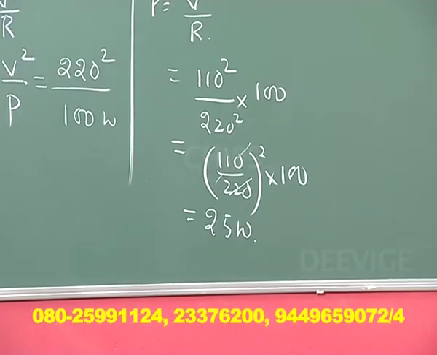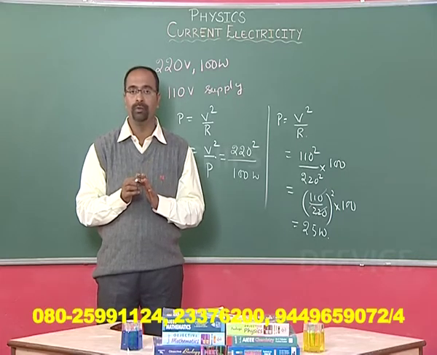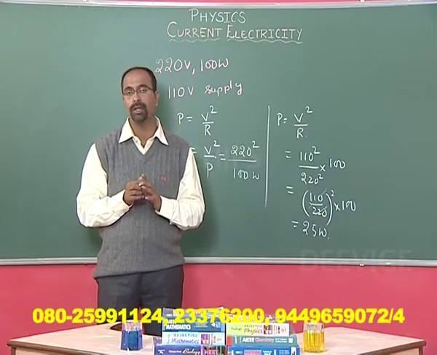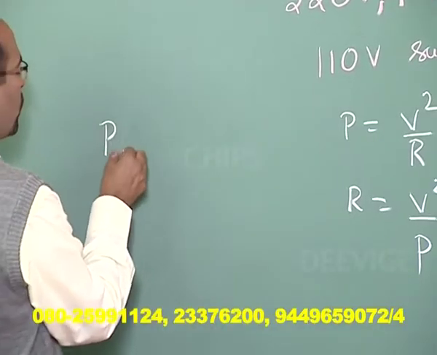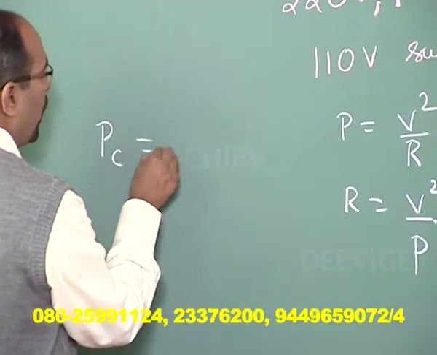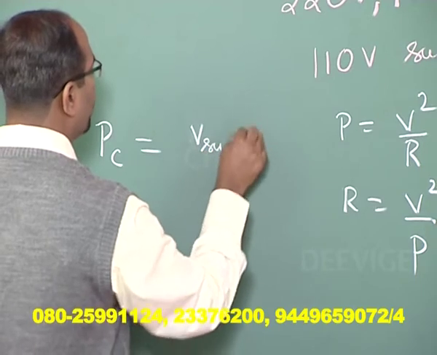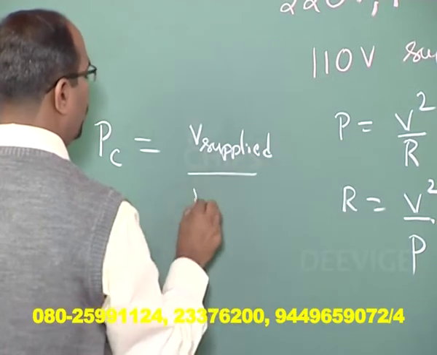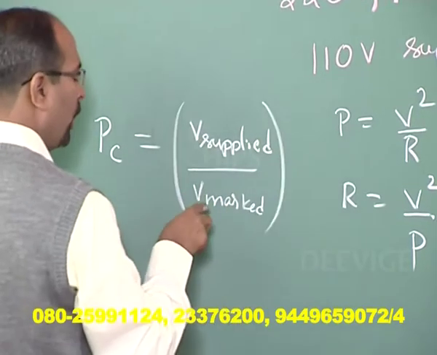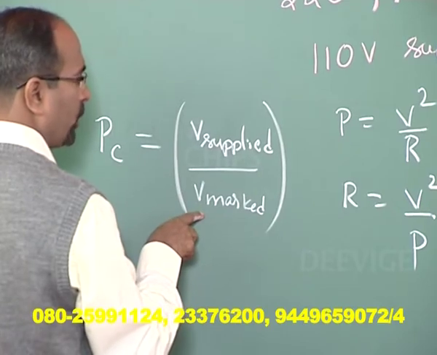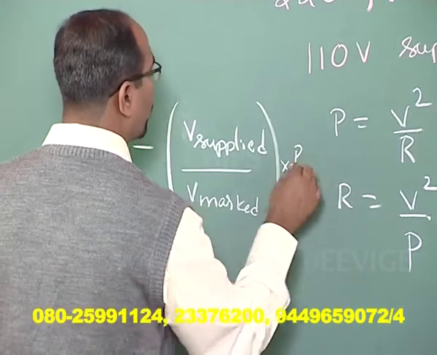There is a shortcut for this. Whenever you are asked to find out power consumed by a bulb with given specifications, you can always use a simple shortcut formula like this. Power consumed is always given by voltage supplied divided by voltage marked, or you can also call it as manufacturer specified voltage multiplied with power marked.